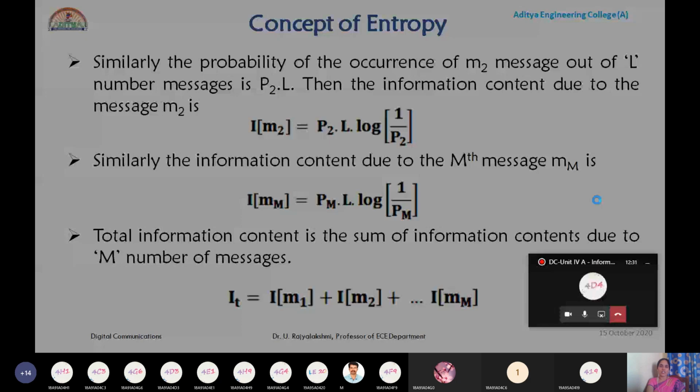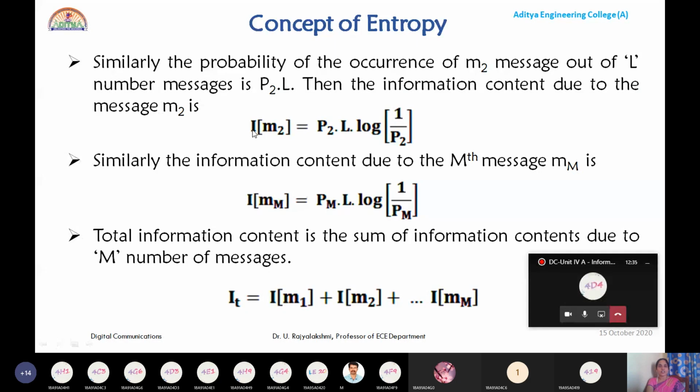Now similarly, we can tell the information due to message M2 out of L number of messages. It will be P2 into L multiplied by log 1 by P2. Similarly, the information content due to the mth message, M suffix capital M, is I of M suffix capital M, which is Pm into L multiplied by log 1 by Pm. Log 1 by Pm is the information of the mth message, and Pm into L is the number of occurrences of the mth message out of L number of messages.